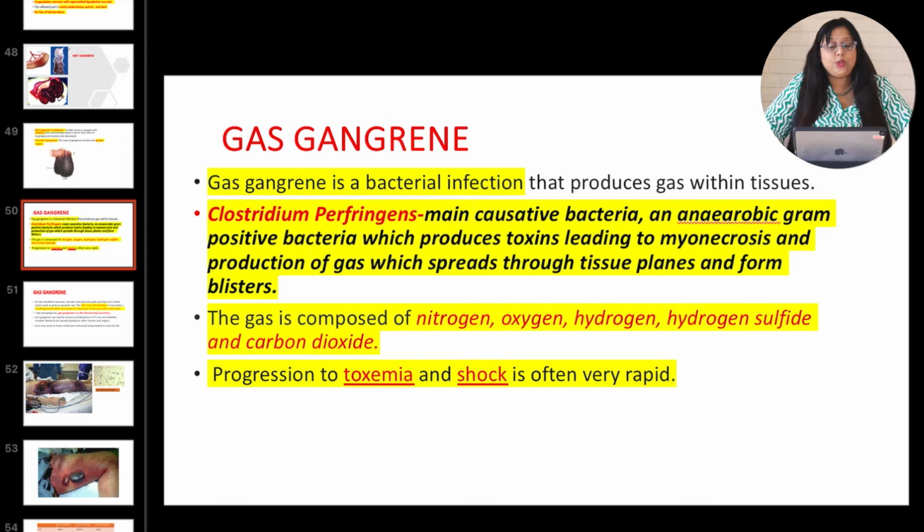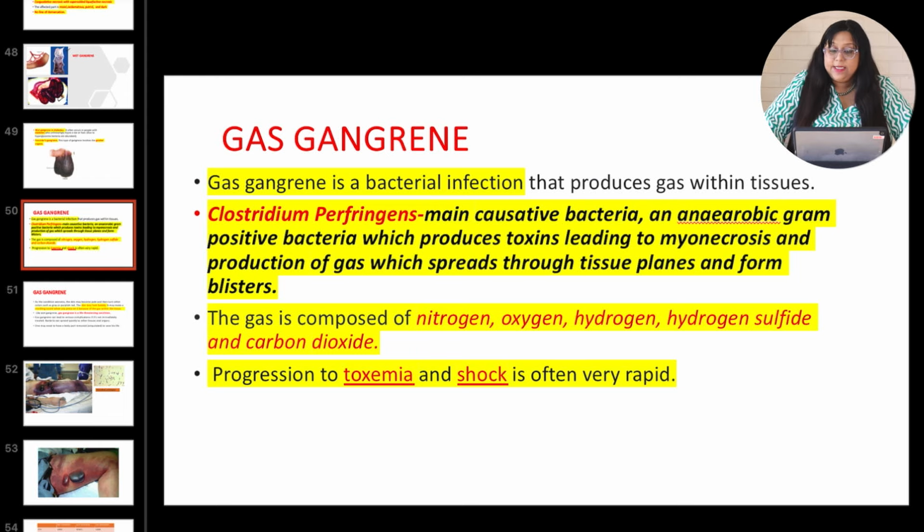This bacteria produces certain toxins leading to myonecrosis and production of gas, which spreads through the tissue planes and forms blisters. The gas is mainly composed of nitrogen, oxygen, hydrogen sulfide, and carbon dioxide. And in gas gangrene, there is a rapid progression to shock.